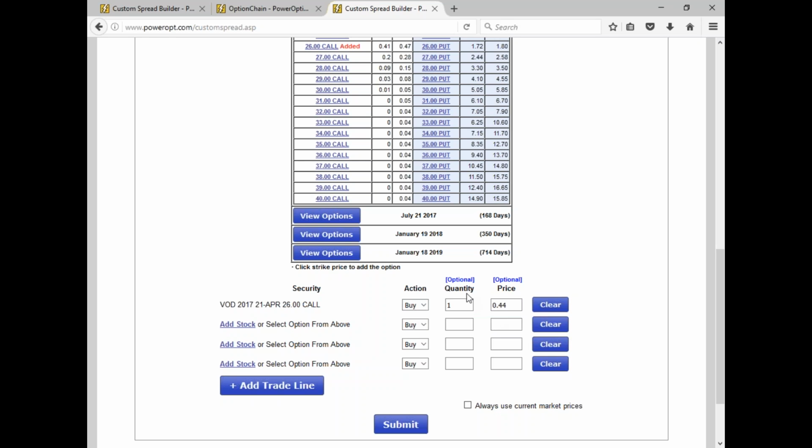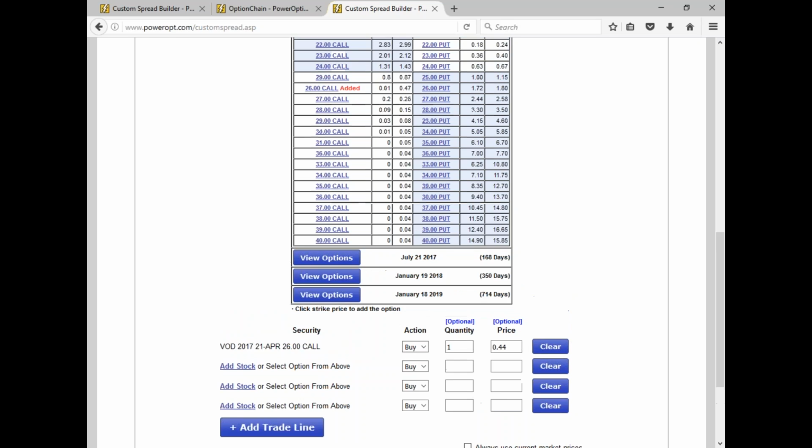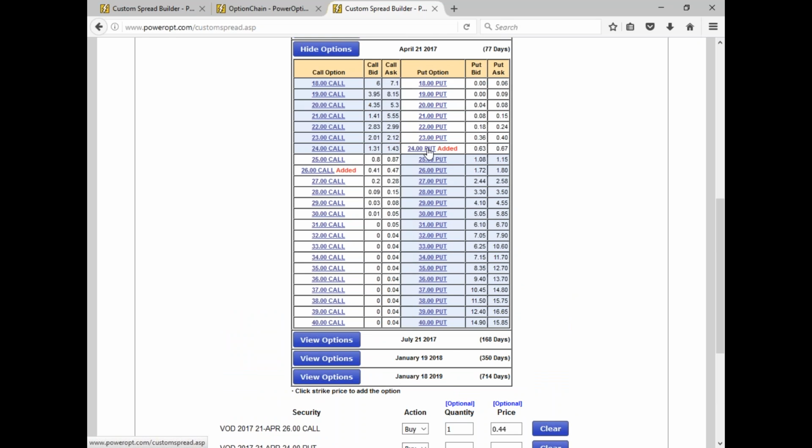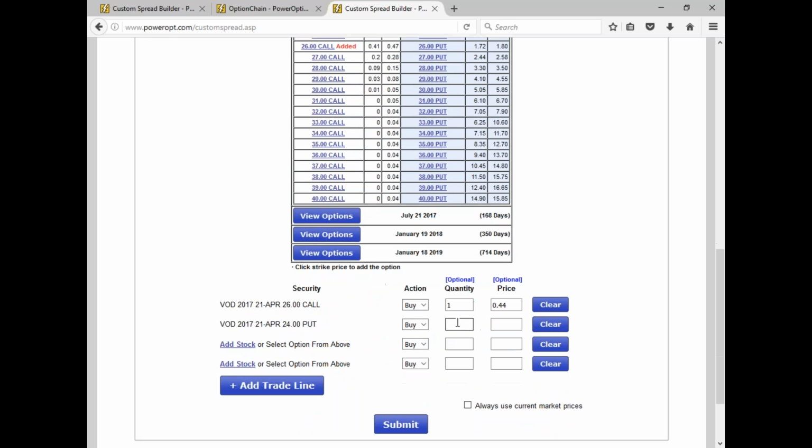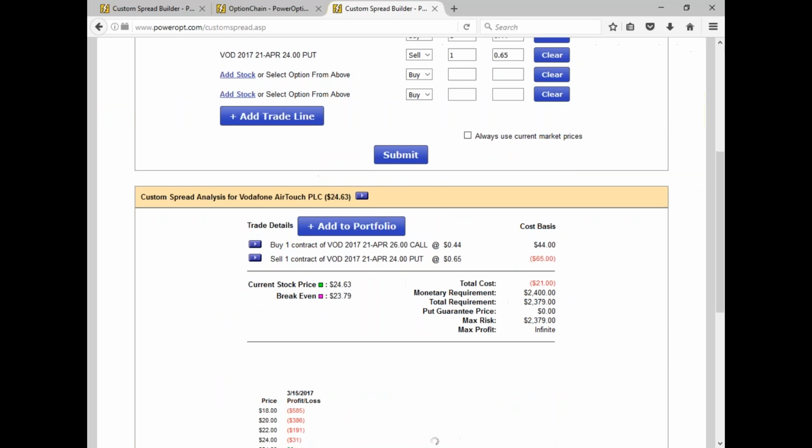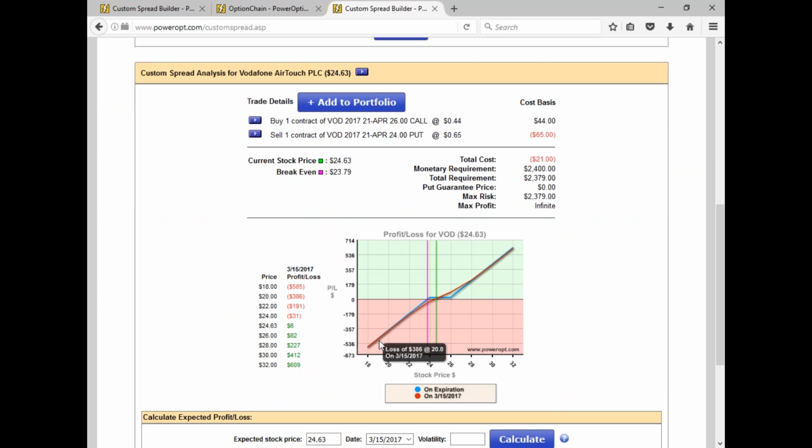I'm going to sell the 24 put for April. Give me some time here. It's going to be about 65 cents. Okay, so we're going to get a credit for this portion of the split synthetic, in a sense. We're going to get in about 21 cents of net credit. And so you see, just this by itself is kind of a synthetic stock position. We're doing it in a split fashion.